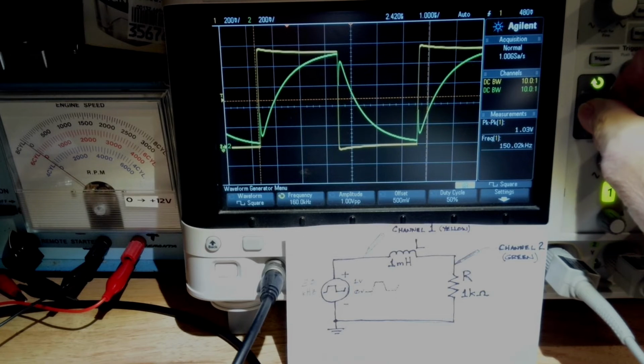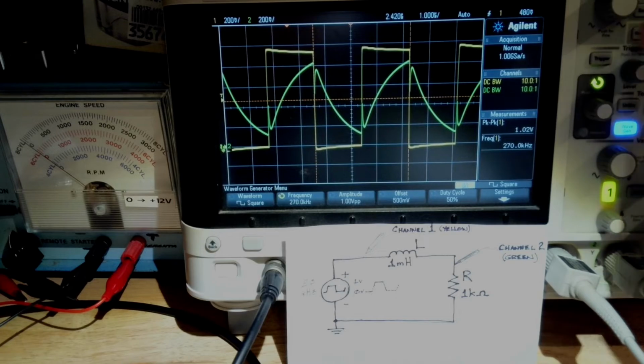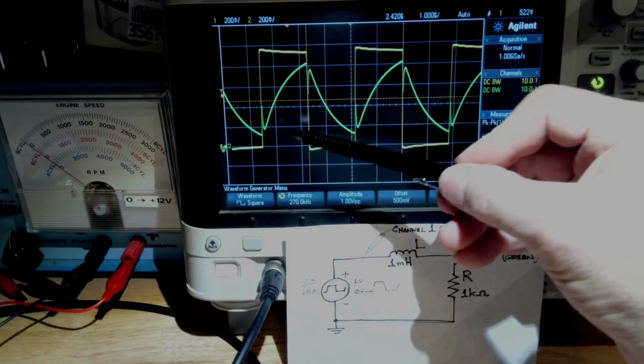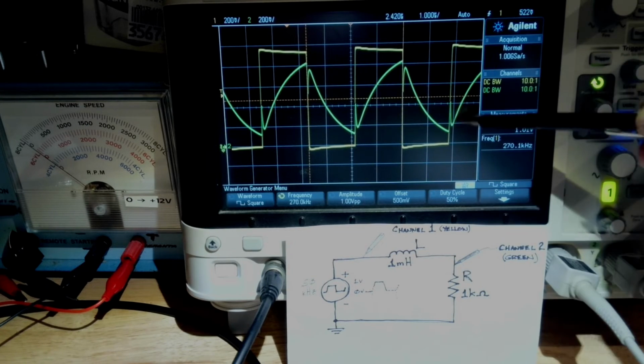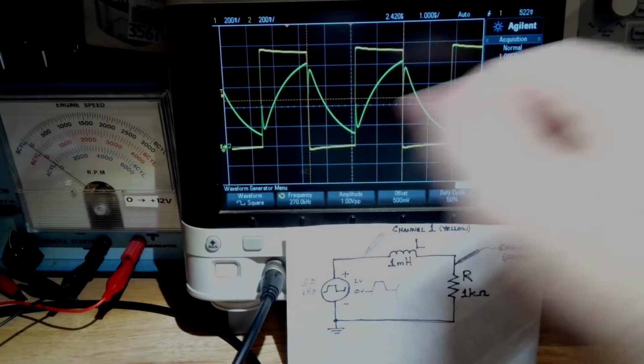Okay. Now, if I were to speed this up any more in frequency, what you'll see is I don't have time to make it all the way to the top, and I don't have time to make it all the way to the bottom, and so I get a waveform that's somewhere in between.